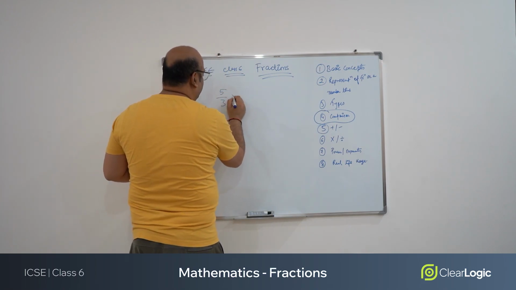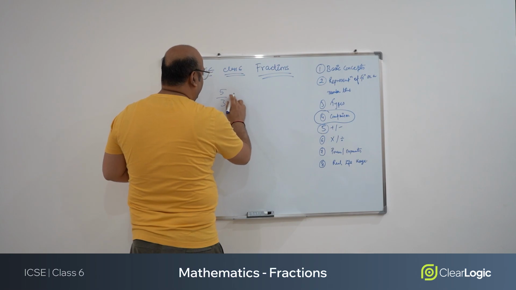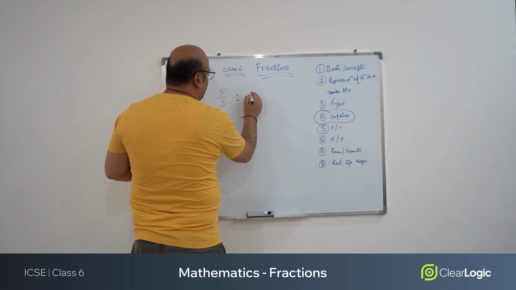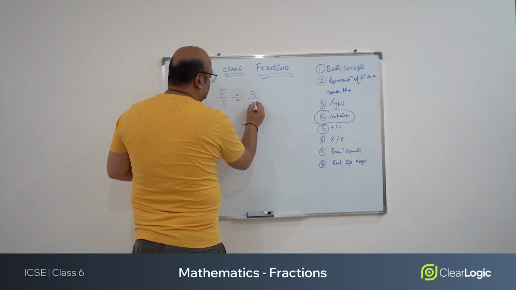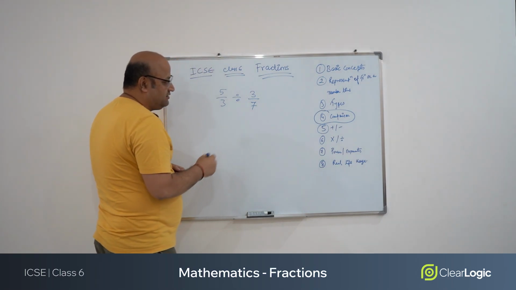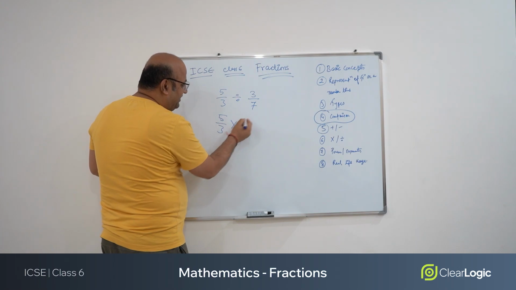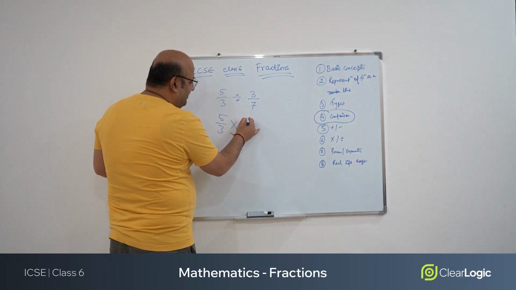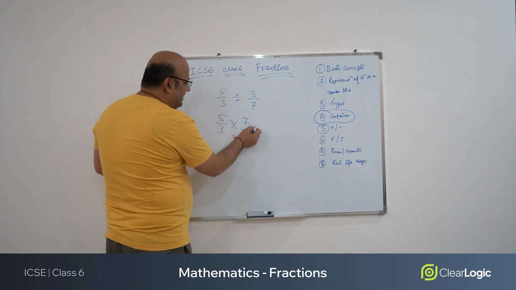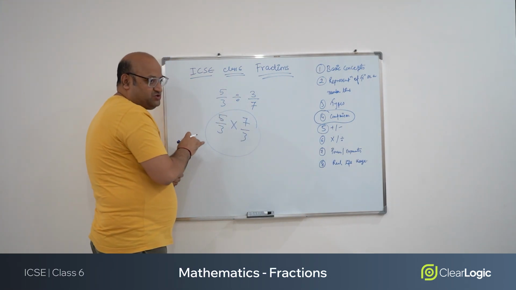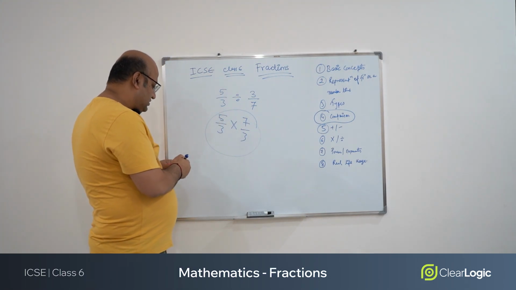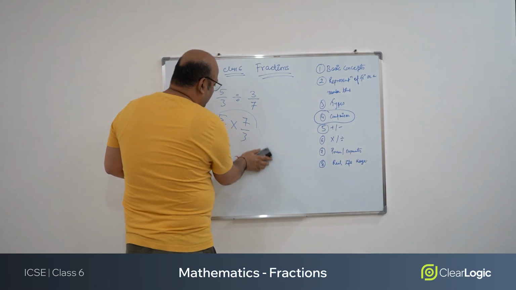5 by 3 divided by 3 by 7. How will you do that? Keep the first number, 5 by 3, the same, and multiply by the reciprocal of 3 by 7, which becomes 7 by 3. Now follow all the 4 steps which we have discussed. So this is how it works.